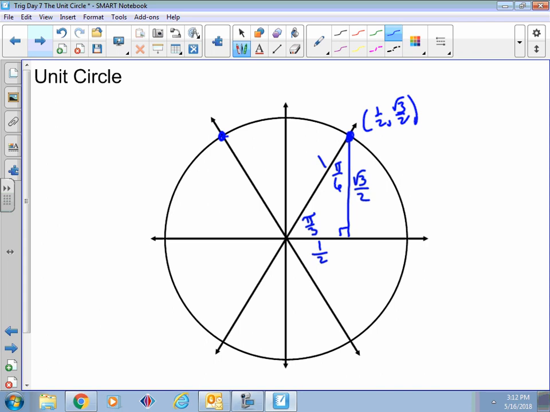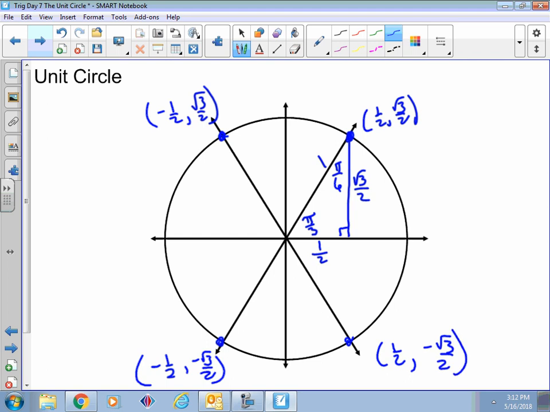What if I reflect it over here? If I reflect it, then it's going to be negative 1/2, root 3 over 2. When I take that point and I reflect it over the x-axis, it's going to be negative 1/2, negative root 3 over 2. Reflect it again: positive 1/2, negative root 3 over 2. There you go. There's sines and cosines all over the place.